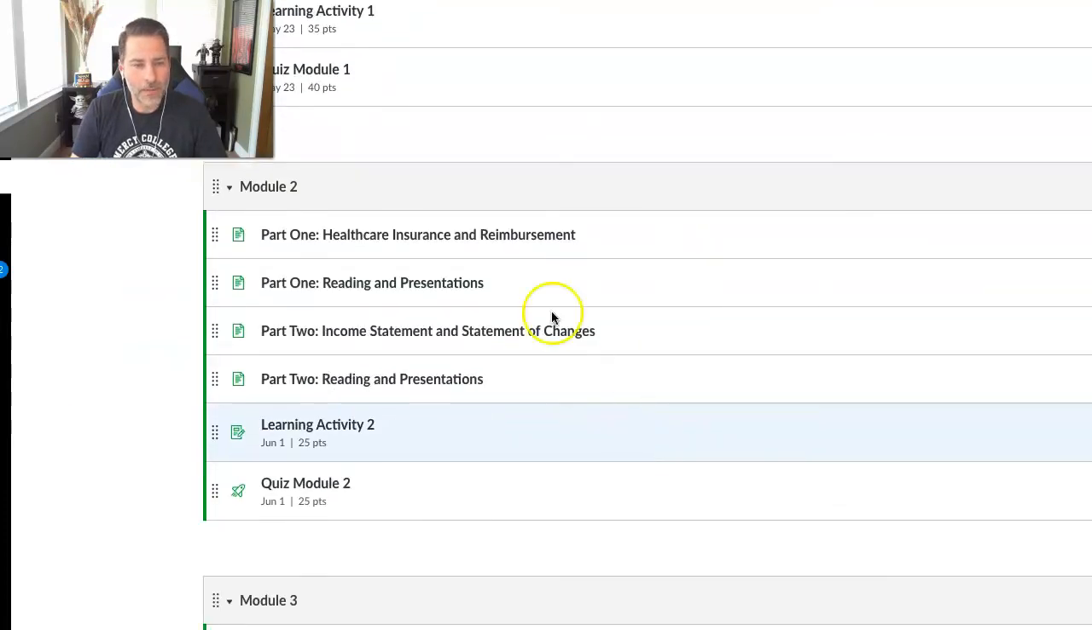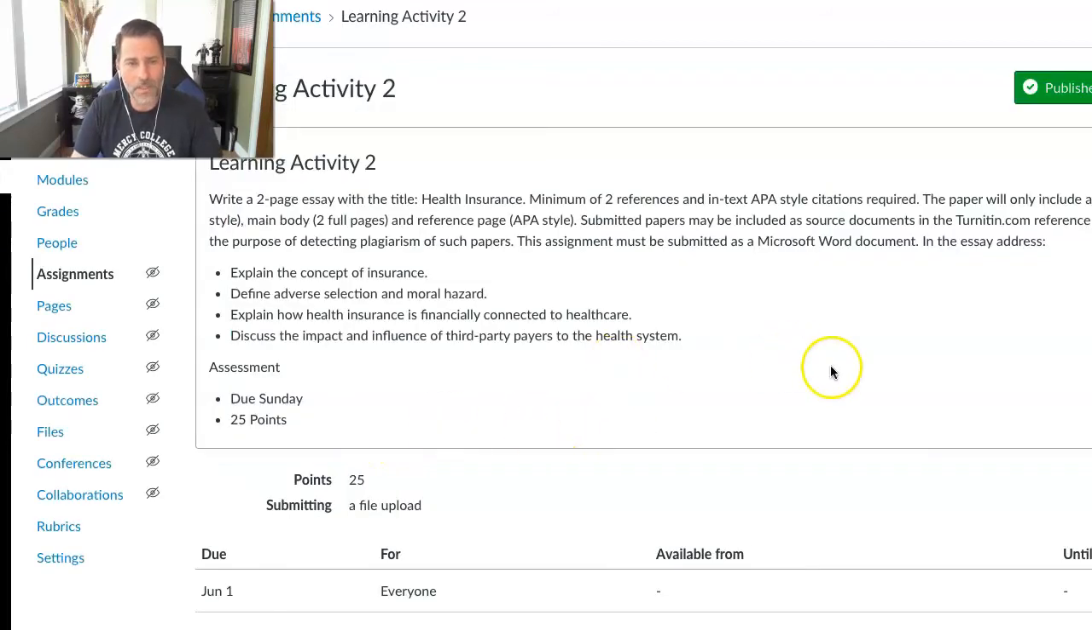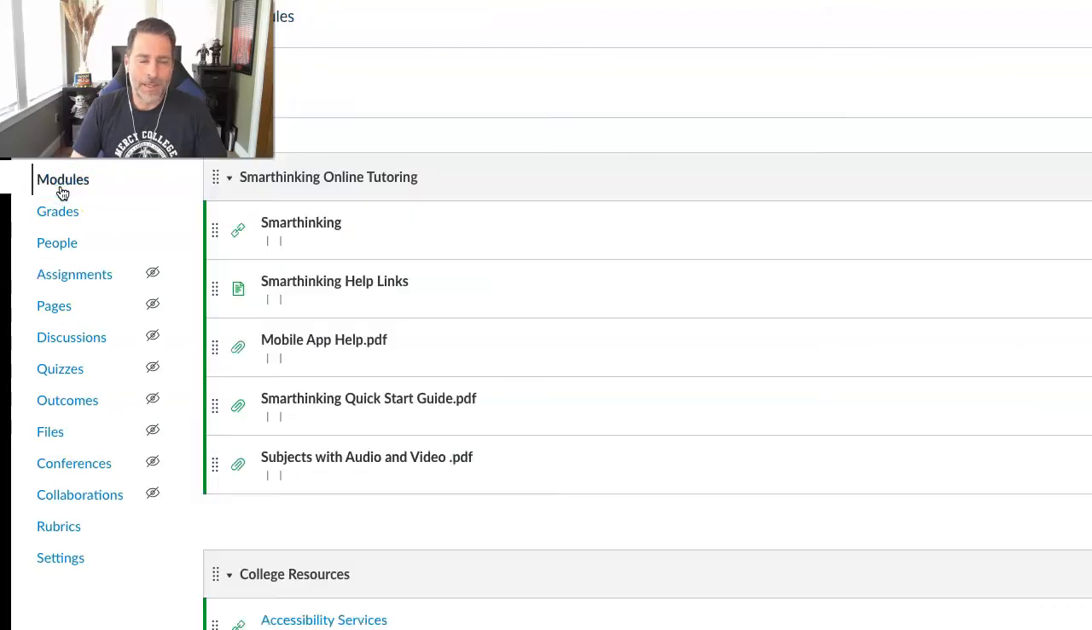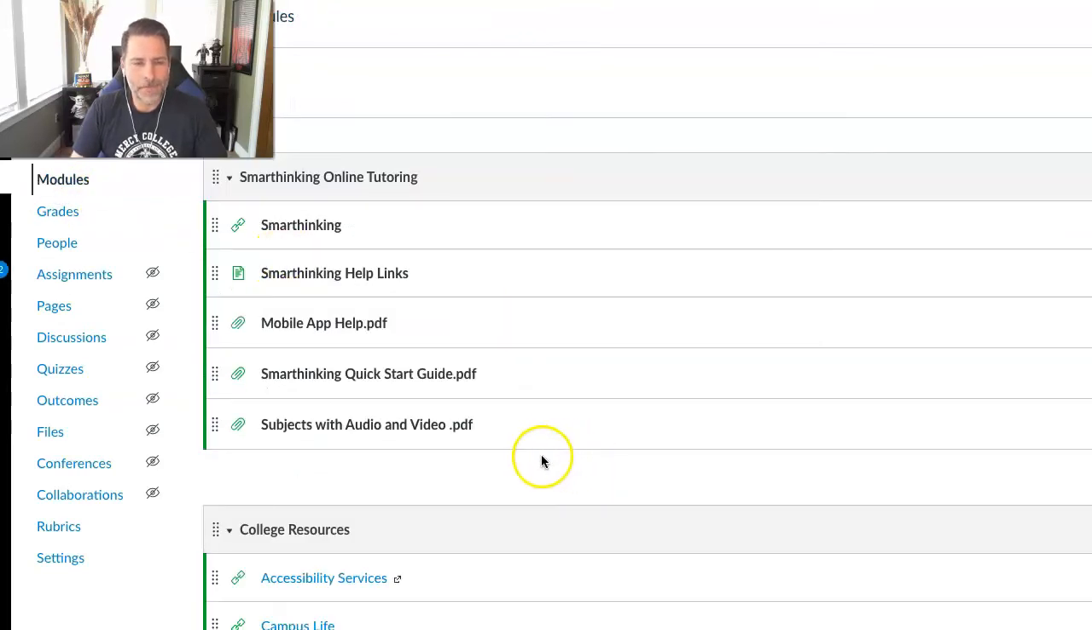All right, so that covers that. The 2 chapters' PDF readings are in there. I did delete some of the work out of here, believe it or not. So all you have to do this week is 1 learning activity and 1 module quiz. That shouldn't be too bad. The learning activity this week is going to be that paper. There's no math involved. You're going to write a 2-page paper on health insurance, and you're going to take a quiz this week. So not too bad.